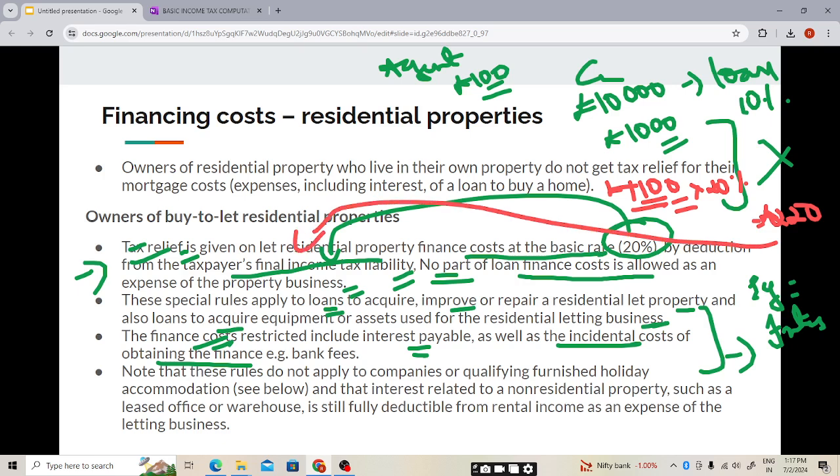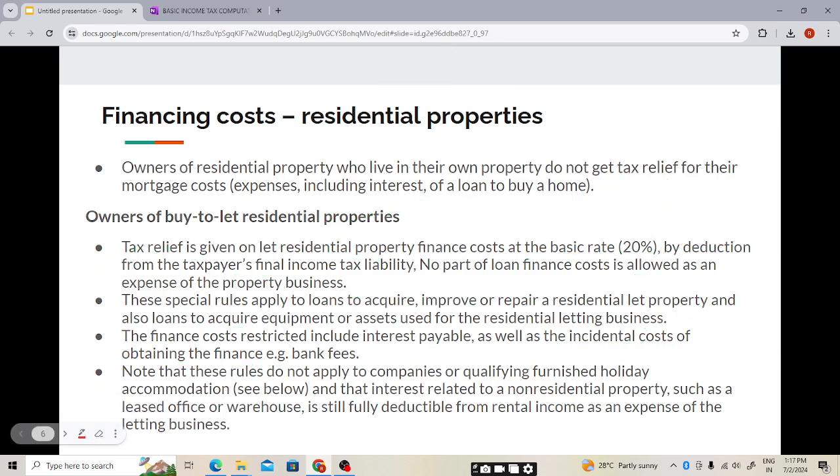The finance cost does not only include the interest payment, it also includes the incidental cost of obtaining the loan. So the tax relief is provided on the interest payment plus the fees for obtaining the loan. Clear with this? So now moving to our next point.